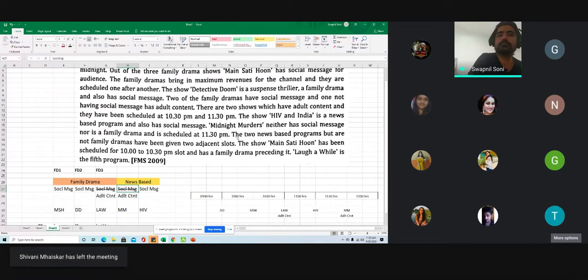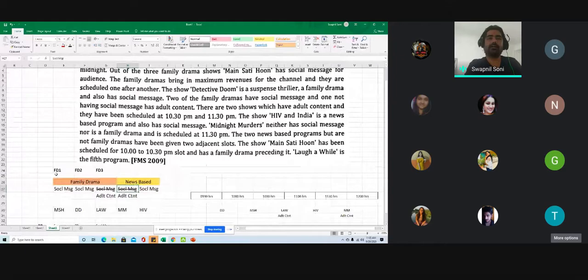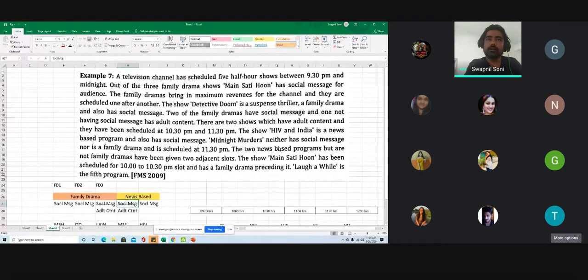So if you look at this line, the 2 news-based programs that are not family dramas have been given adjacent slots. So till now, is it clear? Oh, there's one more piece of information here: 2 news-based programs but not family dramas have been given 2 adjacent slots. So again, news-based 1 and news-based 2, they are adjacent.